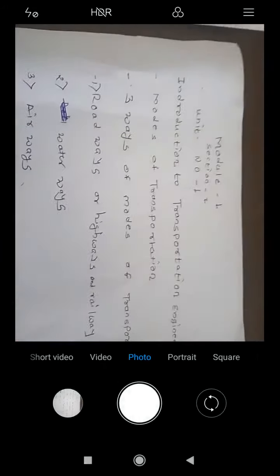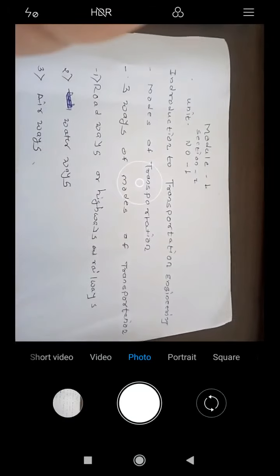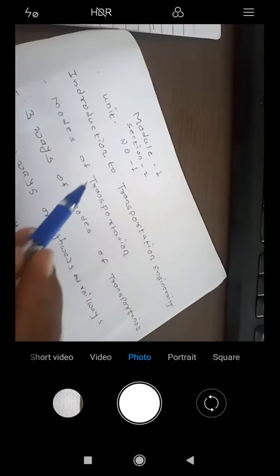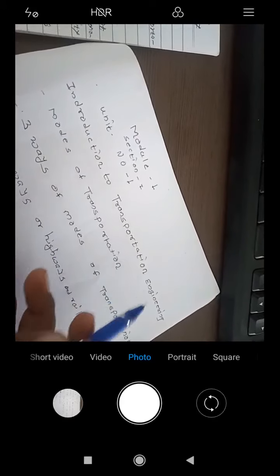Okay students, previously we have discussed the syllabus and the laboratory tests on transportation engineering. Now we have discussed module first, section first, unit number first, that is introduction to transportation engineering. So we know what is the role of transportation in the development of any country.